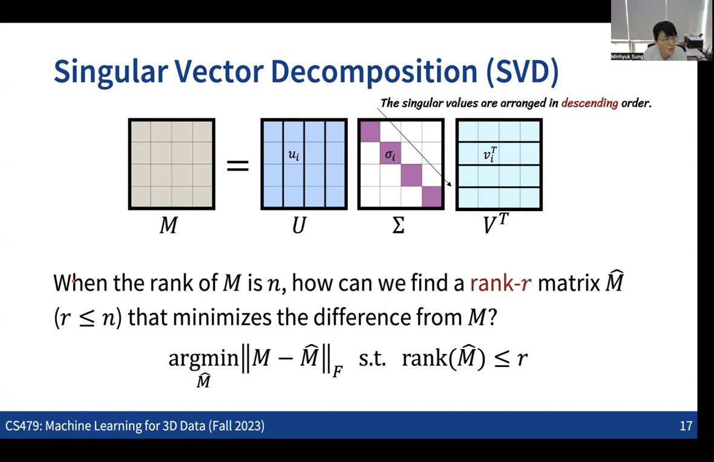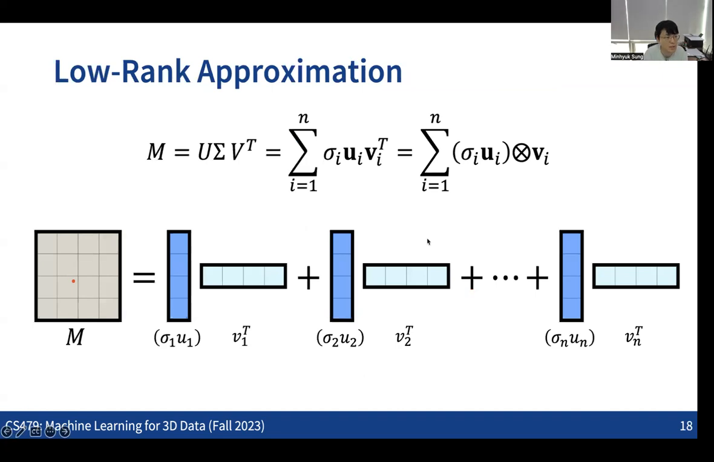Then here the question is: given a matrix with rank N, how can we find a rank R matrix, where R is much smaller than N, that also minimizes the difference between the input matrix and the output matrix? We are going to find this matrix using the SVD. So what we can quickly see is that if we rewrite things like this, since sigma is a diagonal matrix, we can rewrite this matrix multiplication in this form.